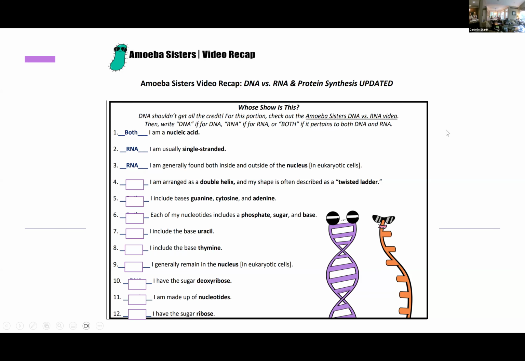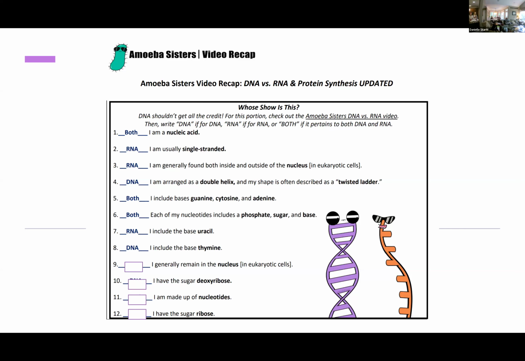mRNA can. I'm arranged as a double helix. My shape is described as a twisted ladder. DNA. I include bases guanine, cytosine, and adenine. Both. Each of my nucleotides includes a phosphate, a sugar, and a base. Both. I include the base uracil. RNA. I include the base thymine. DNA.